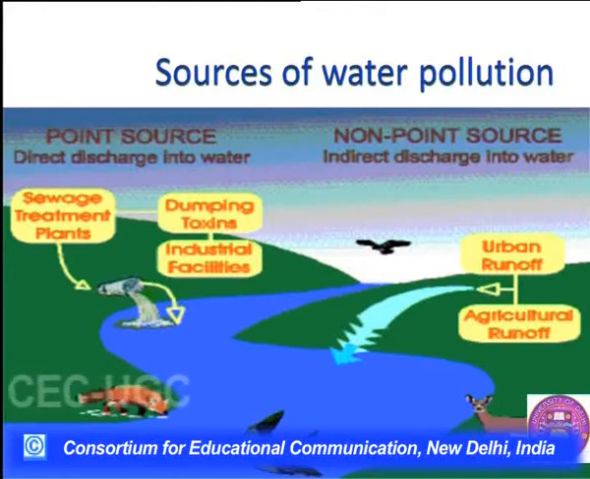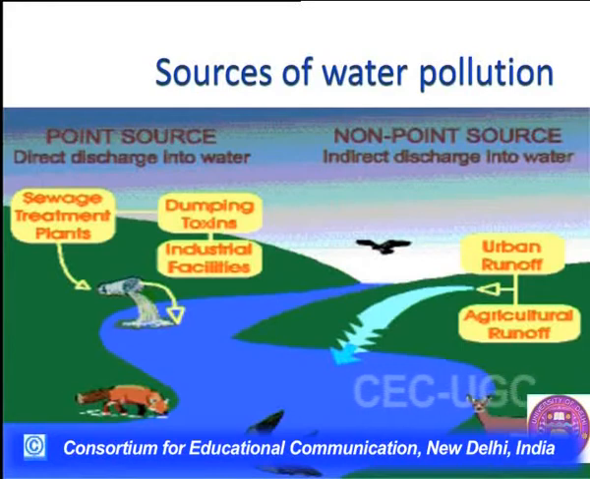Then we change the topic to another resource problem created totally by human beings, that is water pollution. Water pollution can be of two types. First is the point source, another is the non-point source.